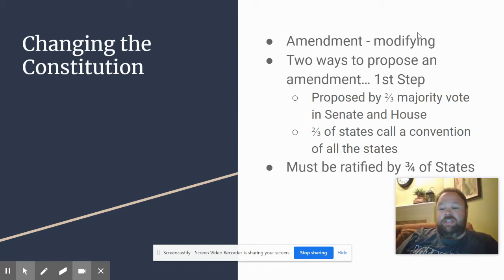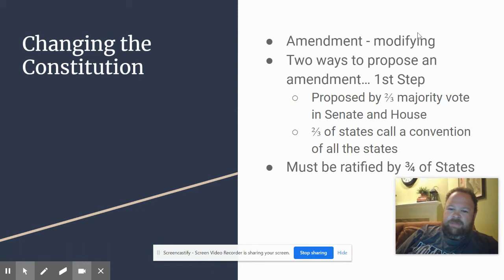We can change the Constitution. That is what amendments are. There are two ways to propose an amendment. The first one is a 2/3 majority vote in the Senate or House, or the states can call a convention, and if 2/3 of states want to amend the Constitution, then they can. And then any amendment has to be ratified by 3/4 of the states.